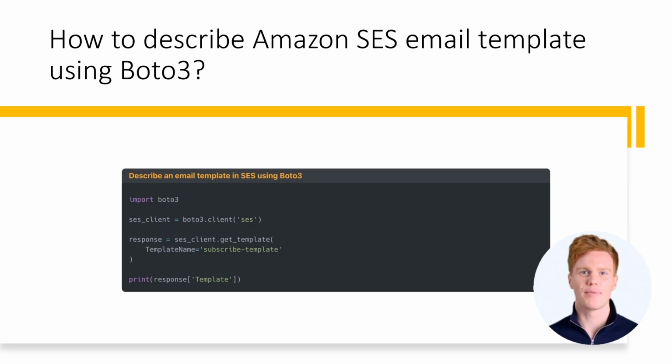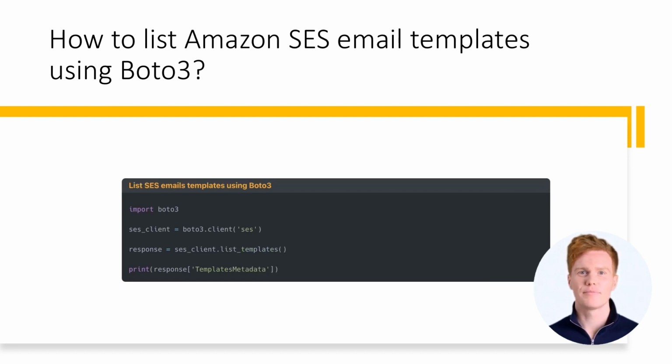To describe an email template in SES, you need to use the Get Template method of the Boto3 SES client. This method requires only the template name as an argument and returns the template configuration as a Python dictionary. To list email templates in SES, you need to use the List Templates method of the Boto3 SES client. This method returns all existing email template names and their creation dates.